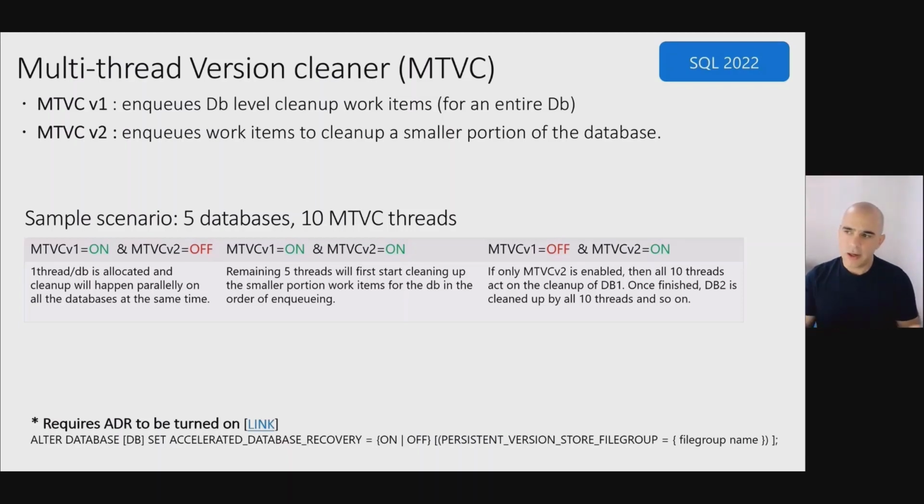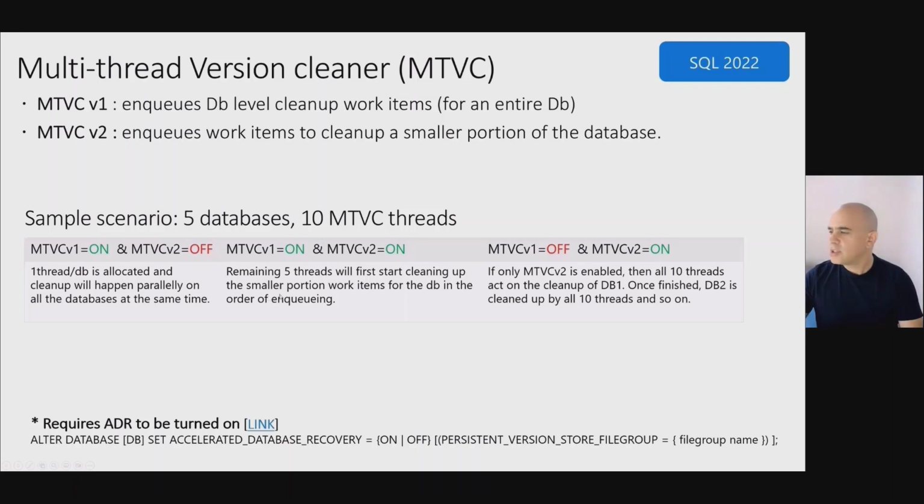So to make it a little bit clearer, this is a sample scenario where we have 5 databases and we have configured 10 threads for ADR. If you have enabled only version 1, you will get 1 thread per database, and cleanup will happen in parallel on the databases at the same time.